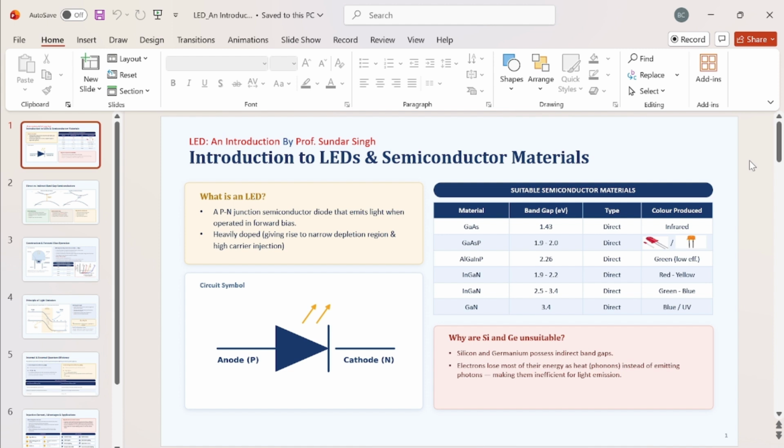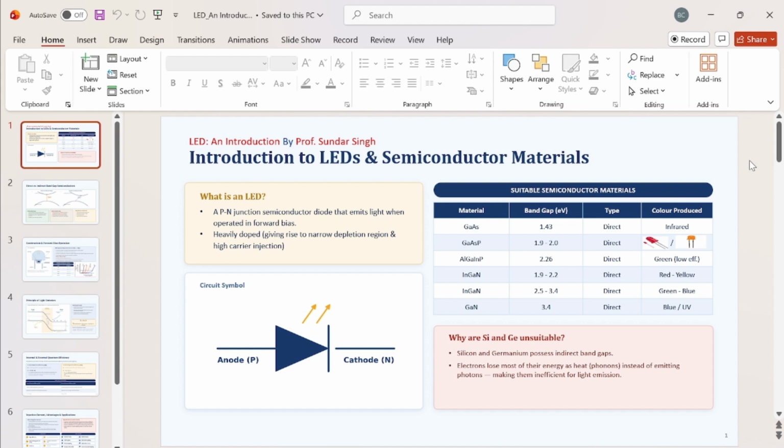It is nothing but a PN junction which is heavily doped for the purpose of light emission, and it is always biased under forward bias for the emission of light. The heavy doping is required so as to narrow down the depletion region and to promote high carrier injection.